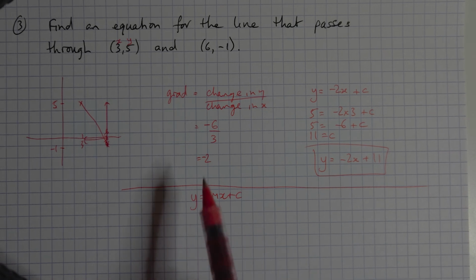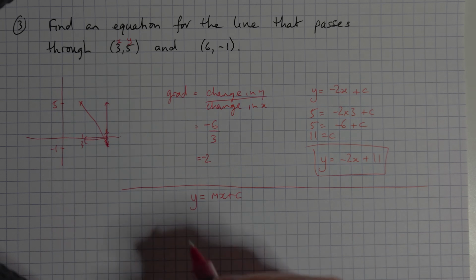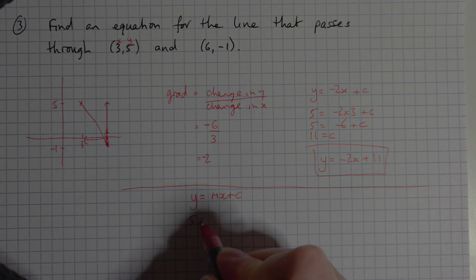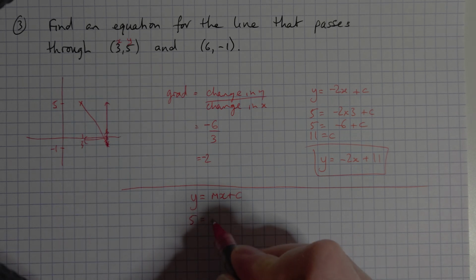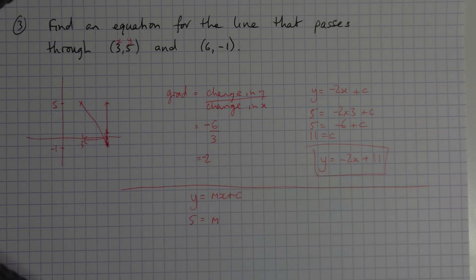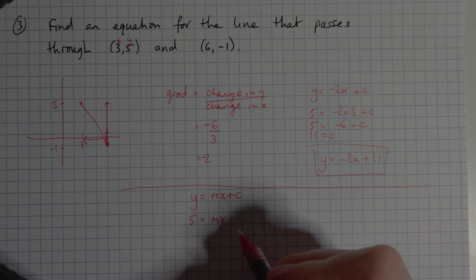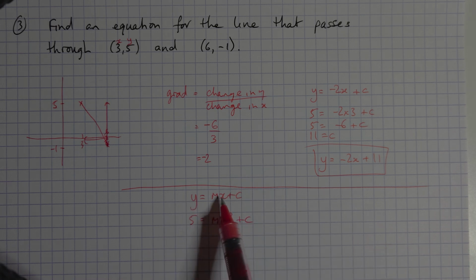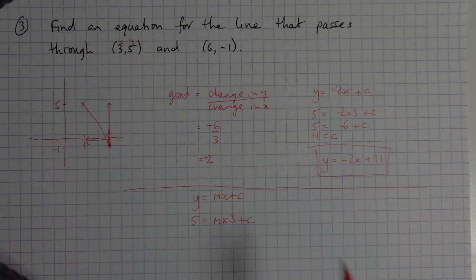So you saw that we could put 3 and 5 in there. So that's 5 equals, don't know what the m is at this stage. Well, we've worked out that it's -2, but if we didn't draw that, we wouldn't have known. So m times by the 3 plus c. So I've just substituted y as 5 and x is 3 using this coordinate here.